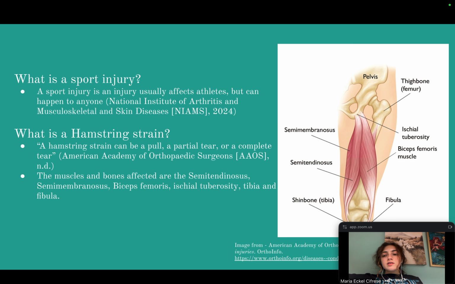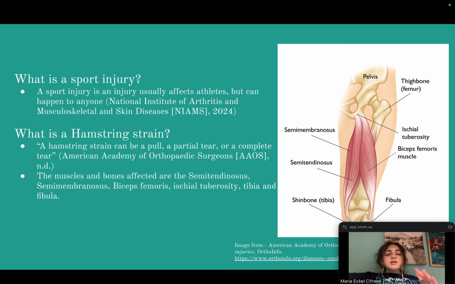According to the National Institute of Arthritis and Musculoskeletal and Skin Diseases, sports injuries are injuries that typically affect athletes, however, they can happen to anyone during physical activities. Moreover, they explain that there are two categories for sports injuries: acute and chronic. Acute injuries happen suddenly, like if you fell and broke a bone, whereas chronic injuries happen over time because of an overuse of a specific area.